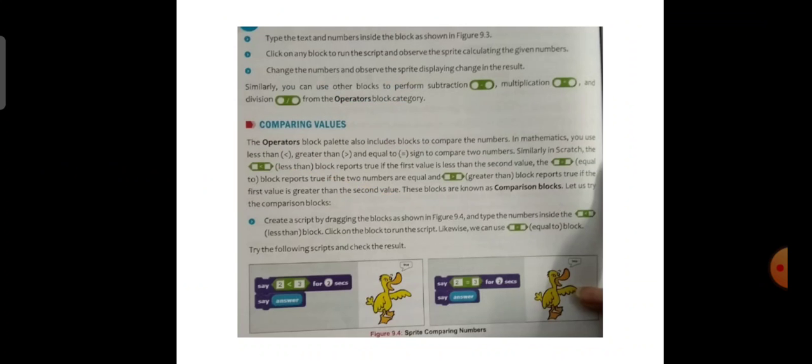Comparing values. The operator block palette also includes blocks to compare the numbers. In mathematics, you use less than, greater than and equal to sign to compare two numbers. Similarly, in Scratch, the less than block reports true if the first value is less than the second value. The equal to block reports true if the two numbers are equal and the greater than block reports true if the first value is greater than the second value. These blocks are known as comparison blocks.